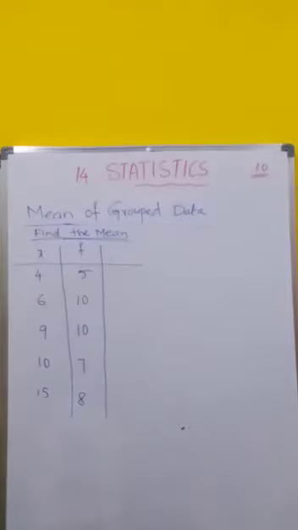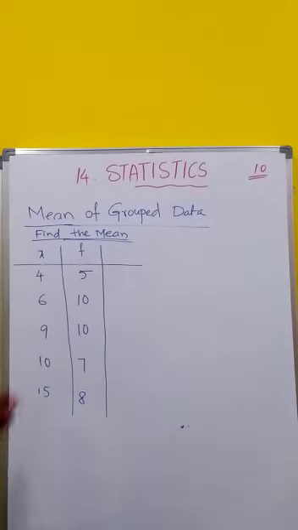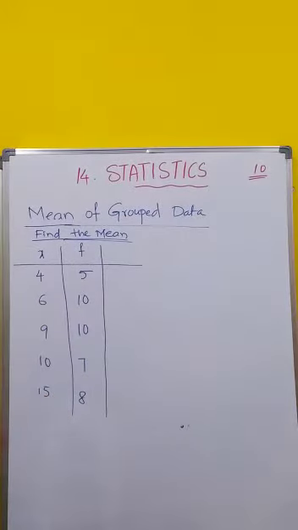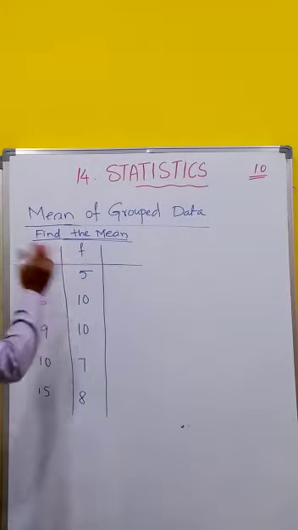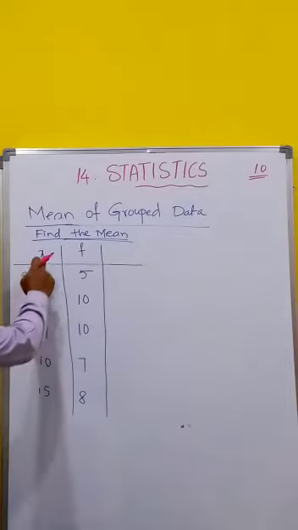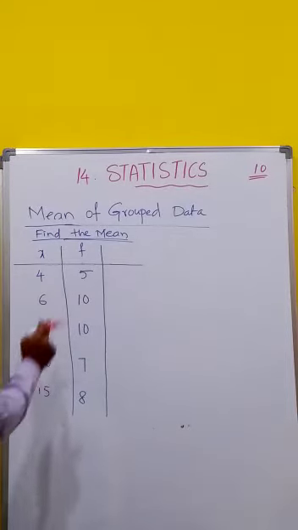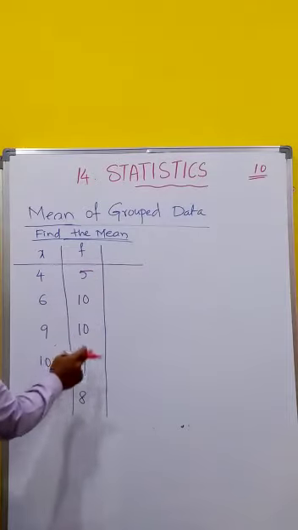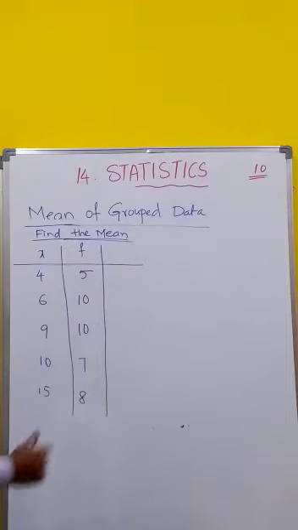Students, now we will go for one example. The question is, find the mean of the following distribution. Here x values and frequencies are given. X values: 4, 6, 9, 10, 15. Frequencies: 5, 10, 10, 7, 8. We have to find the mean.